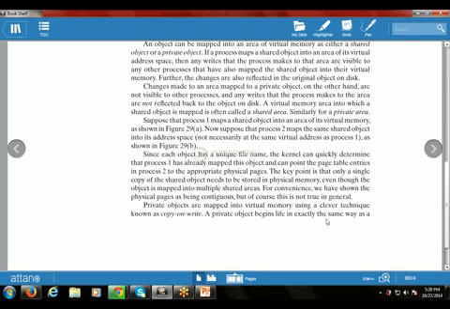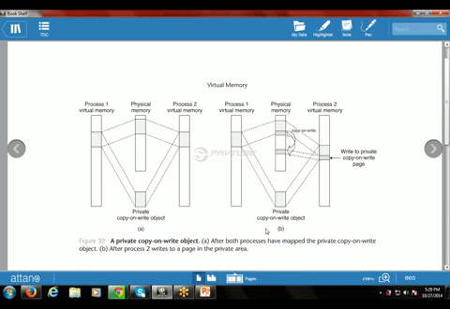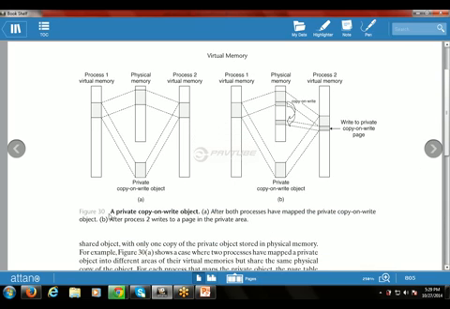A private object begins life in exactly the same way as a shared object, with only one copy of the private object stored in physical memory. This diagram shows the private copy on write object. There is process 1, a virtual memory, the physical memory, process 2, and its virtual memory. There is a private copy on write object, and in between there is the physical memory.